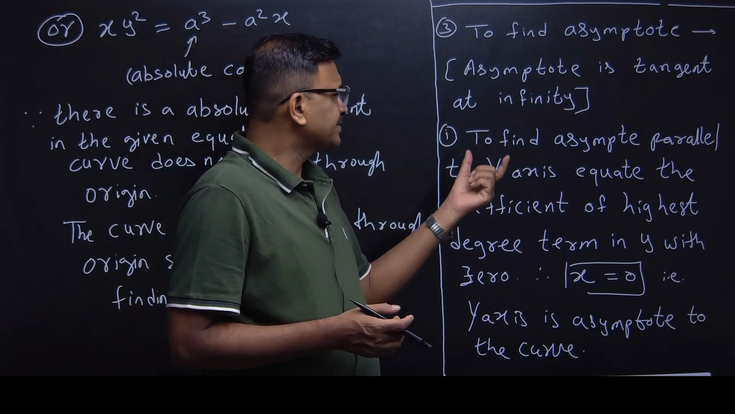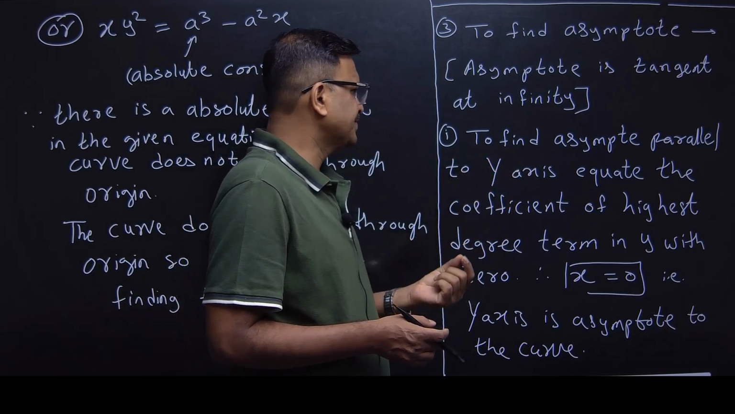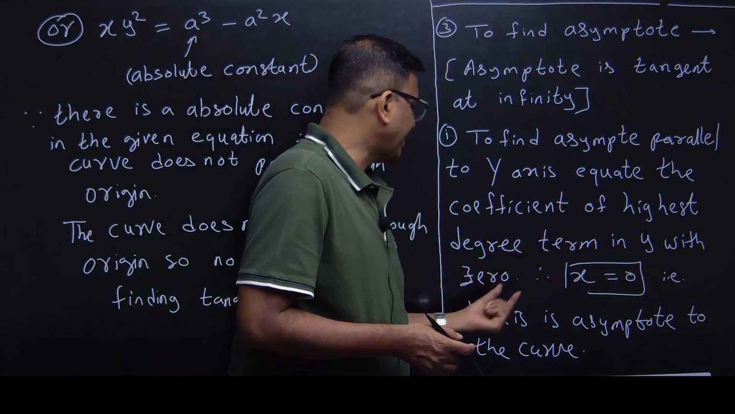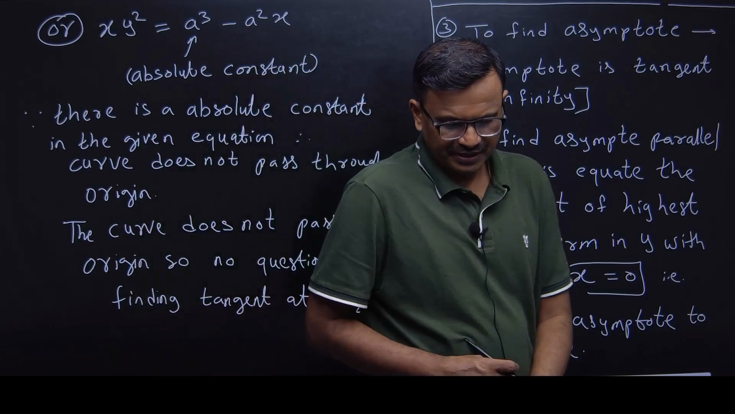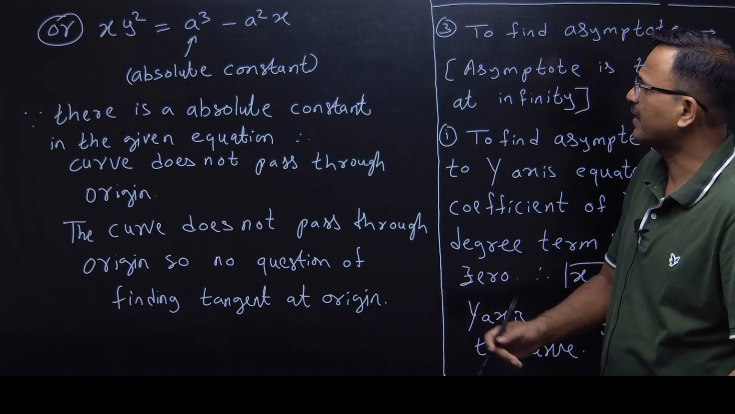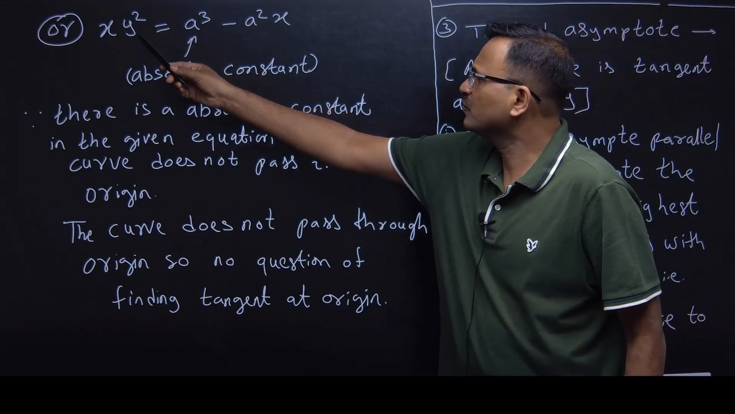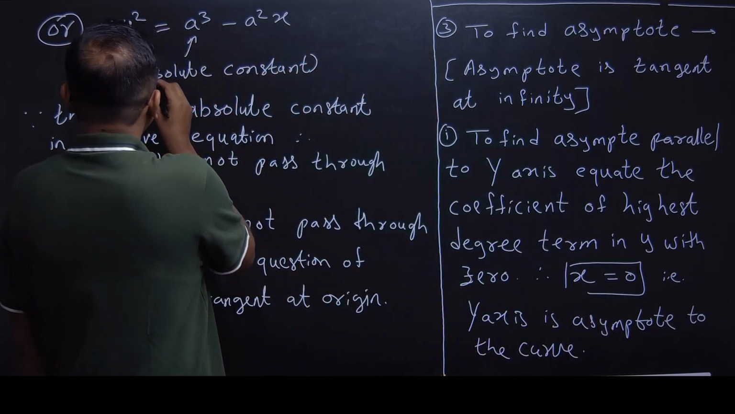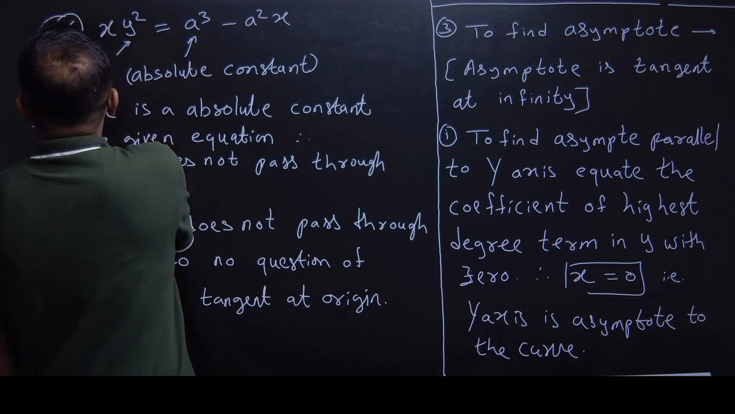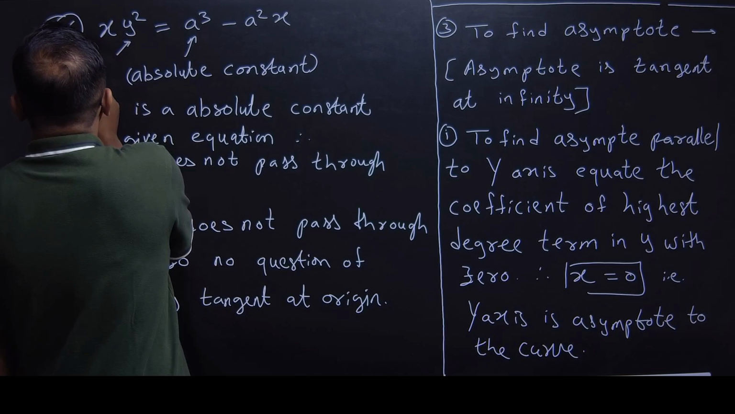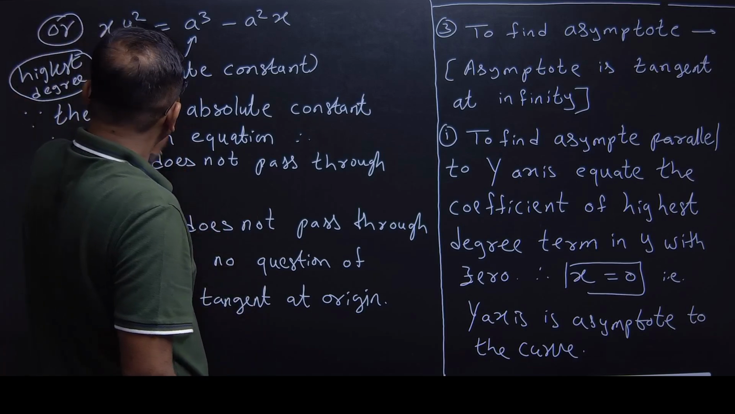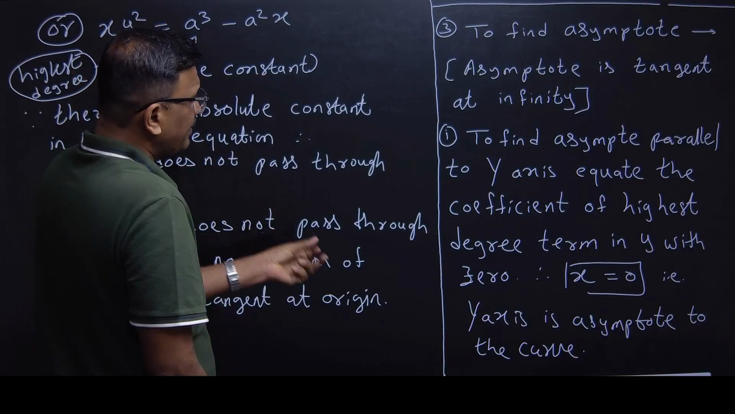Now to find asymptote parallel to y axis, we have to equate the coefficient of highest degree term in y with 0. देखिए अगर हमें एसिम्पटोट पैरेलल टू y एक्सिस फाइंड करना है तो हमें करना क्या होता है, ये जो गिवन इक्वेशन में y का हाईएस्ट डिग्री टर्म है, देखिए ये y का हाईएस्ट डिग्री टर्म है, एक ऐसा टर्म जिसमें y की डिग्री हाईएस्ट है वो है y स्क्वायर, उसका कोएफिशिएंट है x, उसे हमें इक्वल टू 0 करना है.